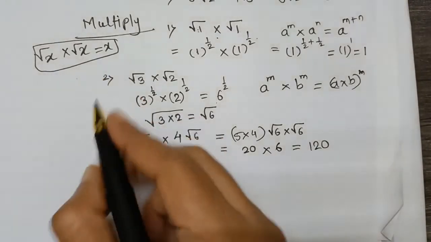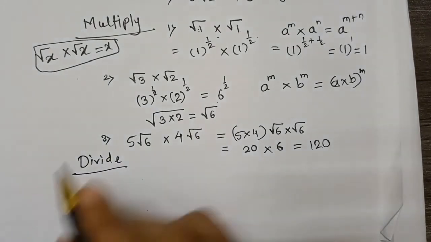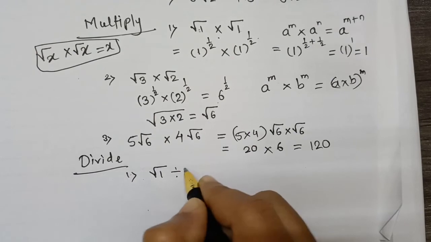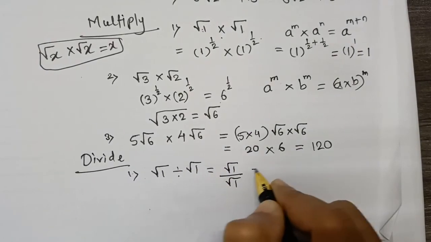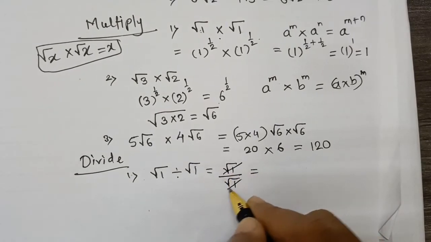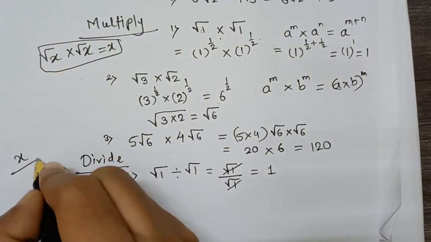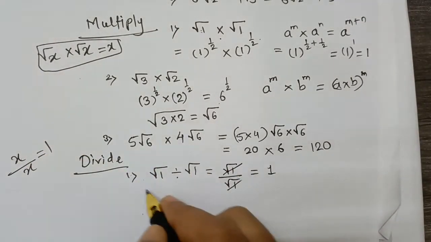So now, students, we will see division. In division, if you want to solve root 1 divided by root 1, you know that root 1 divided by root 1 will cancel, and the final answer is 1. Like x divided by x, you can simply get 1.